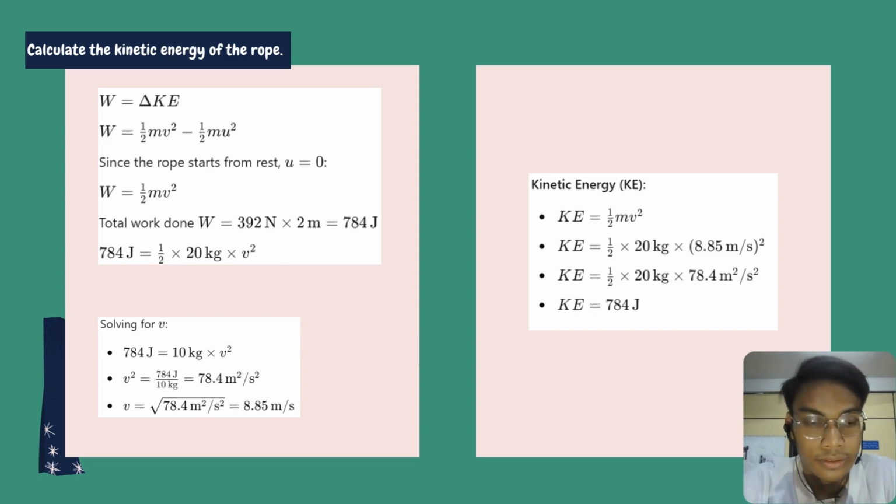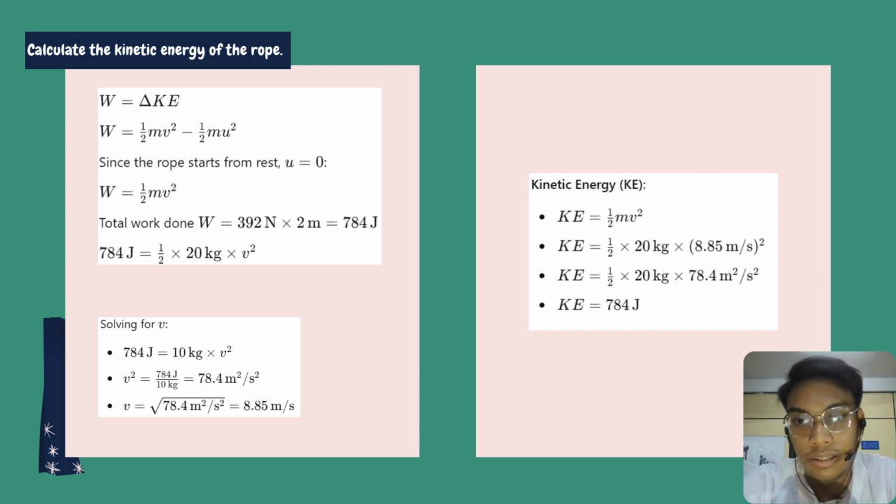square. So first we need to find the W, because W equal to F multiplied with S. For the F, we will use the summation of force, which is 392 Newton, multiplied with 2 meter, and get the answer 784 Joule. Substitute into the equation: 784 Joule equal to 1 over 2 multiplied with 20 kilogram multiplied with v square. Solving for the v, we get the answer 8.85 meter per second.